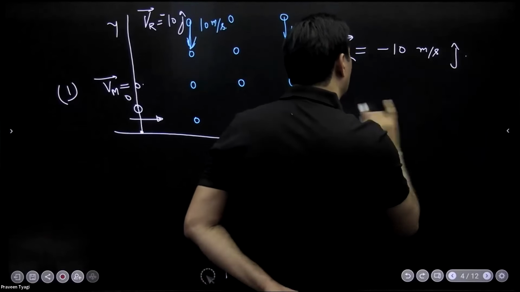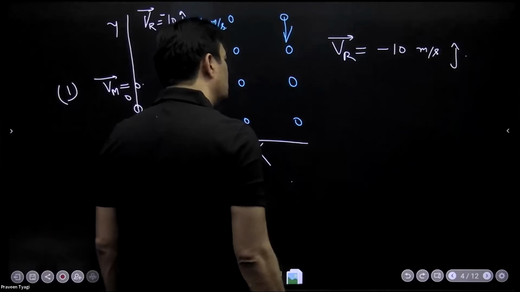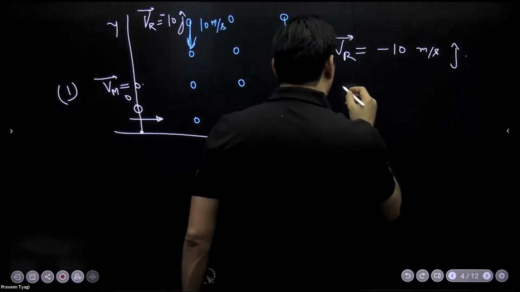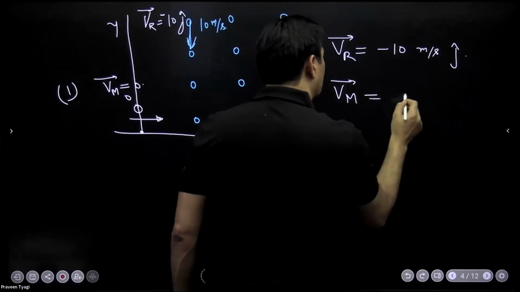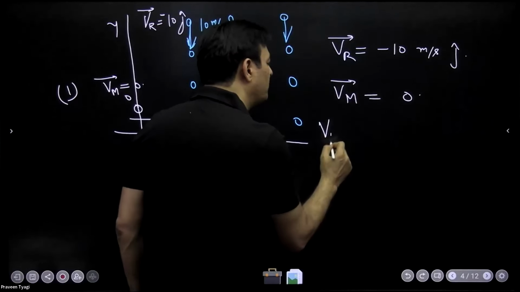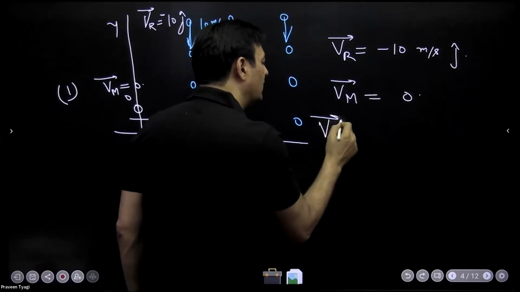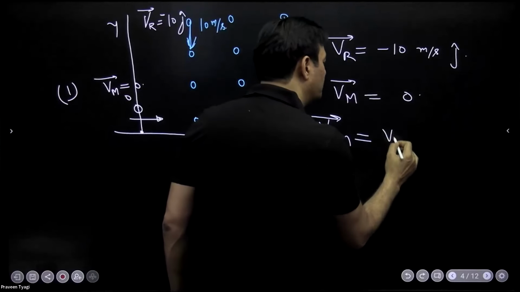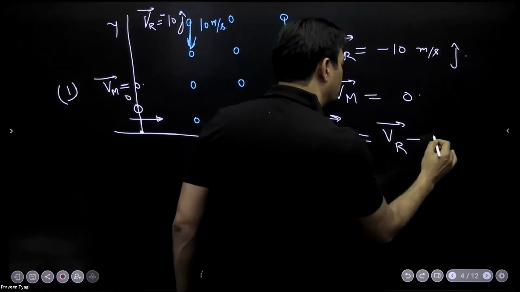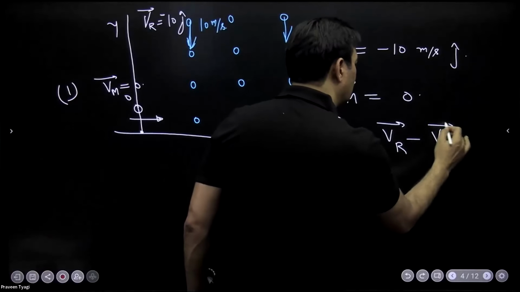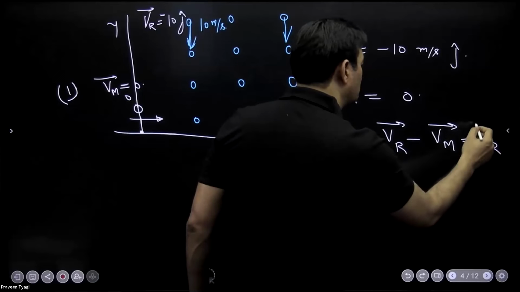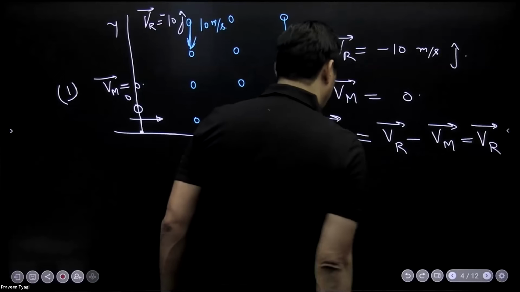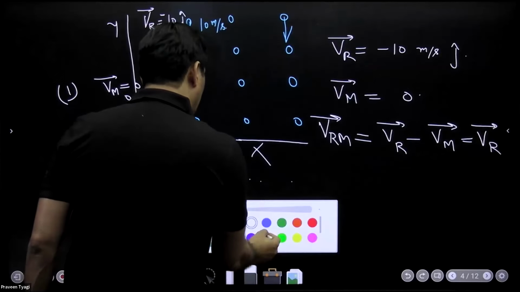And I told you that is constant. They are falling with constant velocity. The velocity of the man is zero. What will be the velocity of raindrops as observed by the man? That will be velocity of raindrops minus velocity of man, and that will be VR only, because the velocity of the man was zero. He will find that the raindrops are falling vertically.